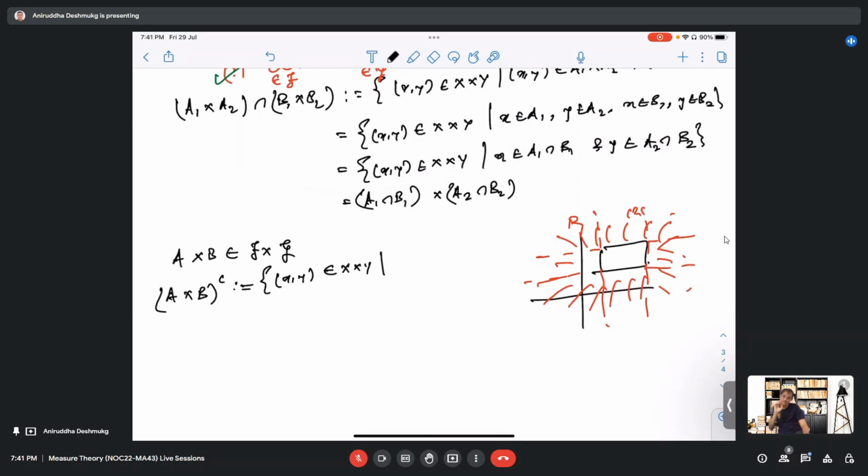Okay, we will go to that. Let us not jump. Let us first write A cross B complement. What is that set by definition? By definition, it is the collection of all x, y which are not in A cross B. If x, y is not in A cross B, it means either x is not in A or y is not in B. Correct?